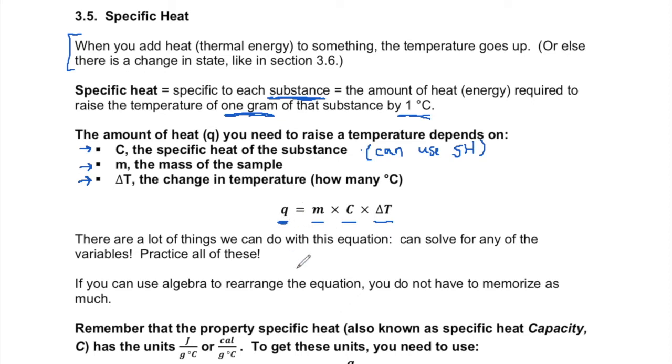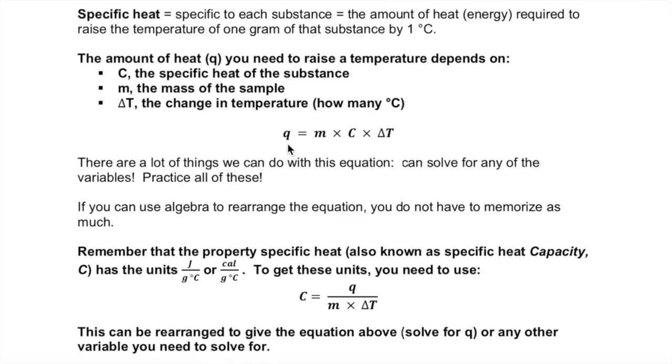We'll start off by solving for heat, but you should be able to solve for any of these variables, rearrange the equation, and solve for the specific heat, for example, or even the mass or the temperature change. So any one of these variables should be accessible. In this equation here, the Q is the heat that it takes to raise the temperature of something, depending on the mass, the specific heat of the substance, and the temperature change. So this is heat. And remember that heat has the units of joules or calories.